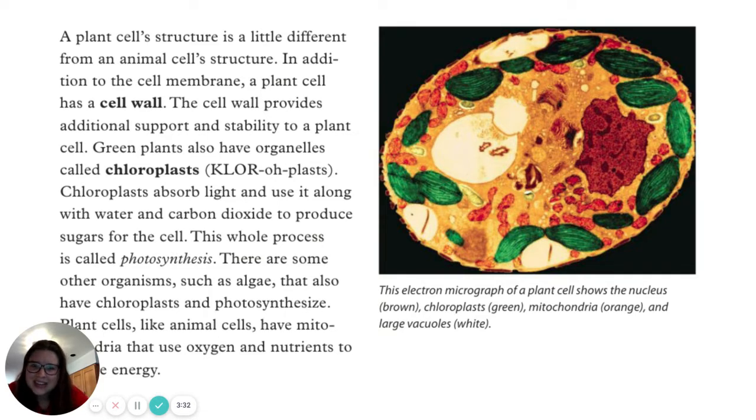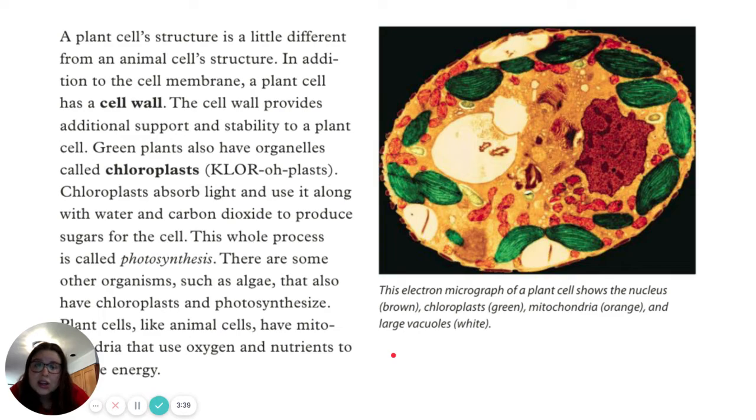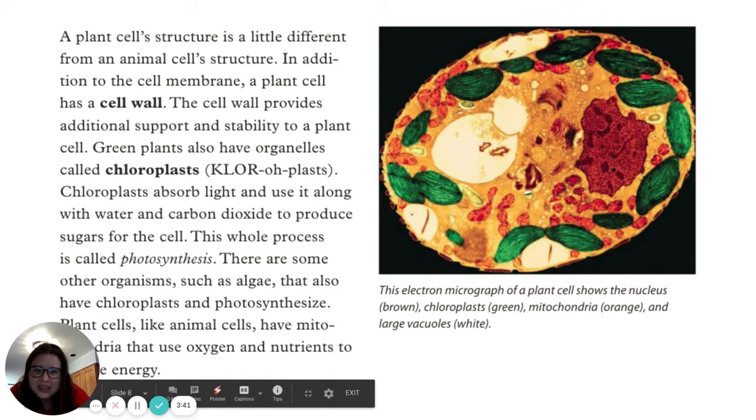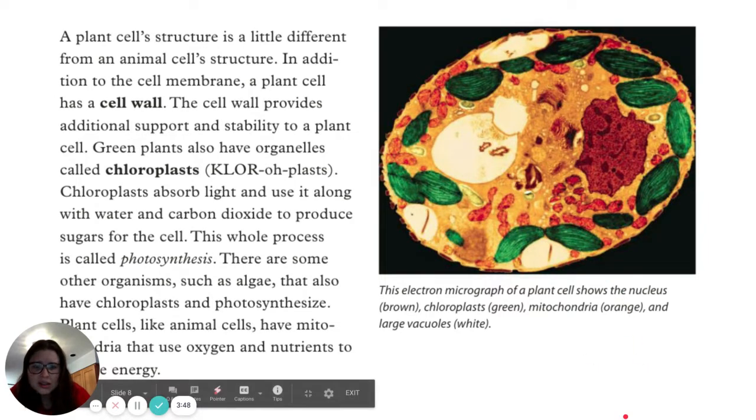Plant cells, like animal cells, have mitochondria that use oxygen and nutrients to produce energy. So on the right side of the screen, you can see a picture of a plant cell that shows the nucleus, chloroplasts, all of those little green ovals, mitochondria, these orange ovals, and vacuoles, which is something we'll learn about soon.